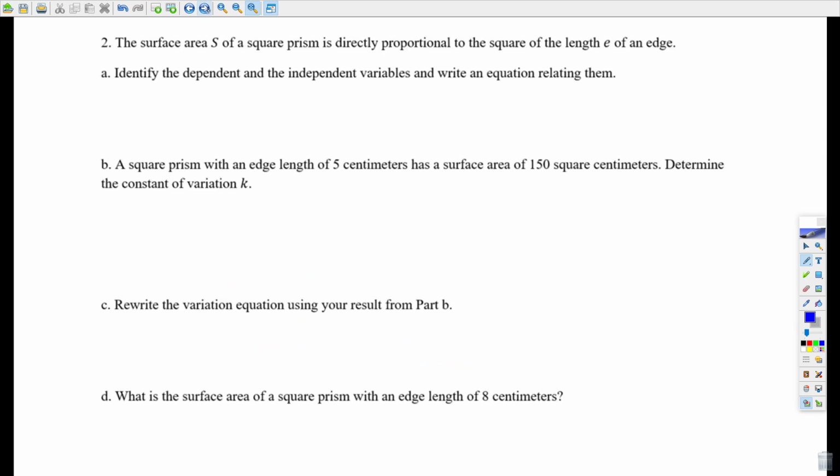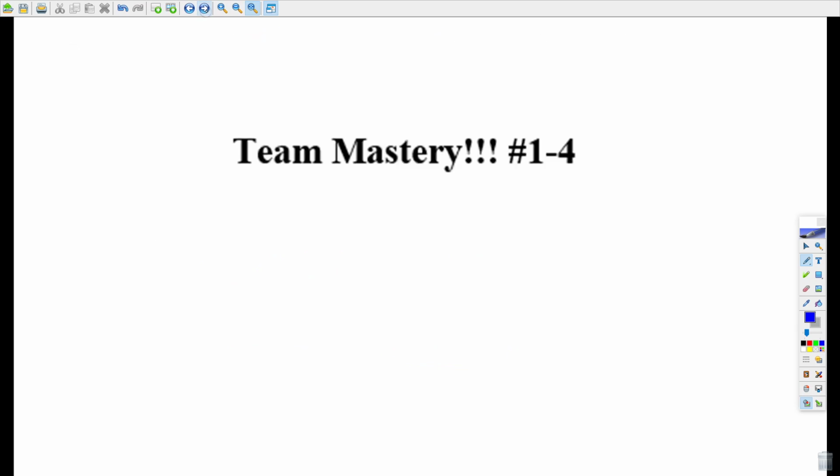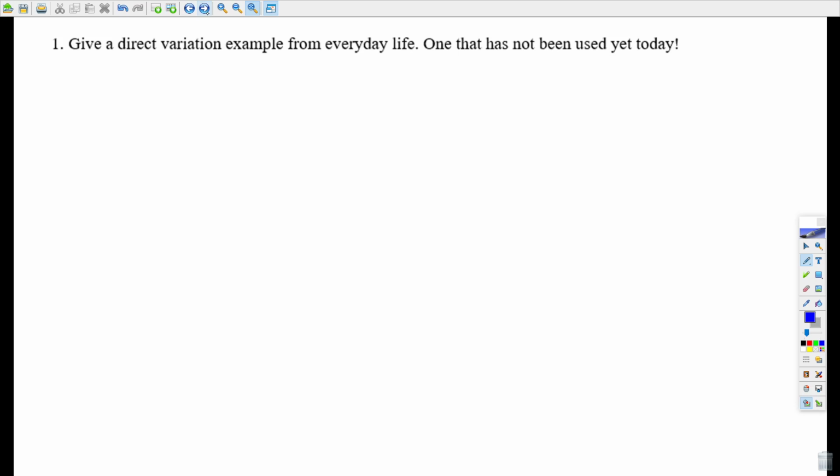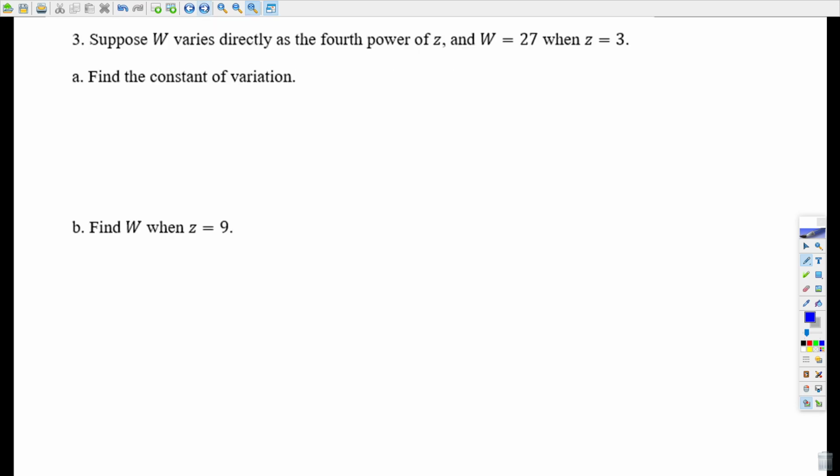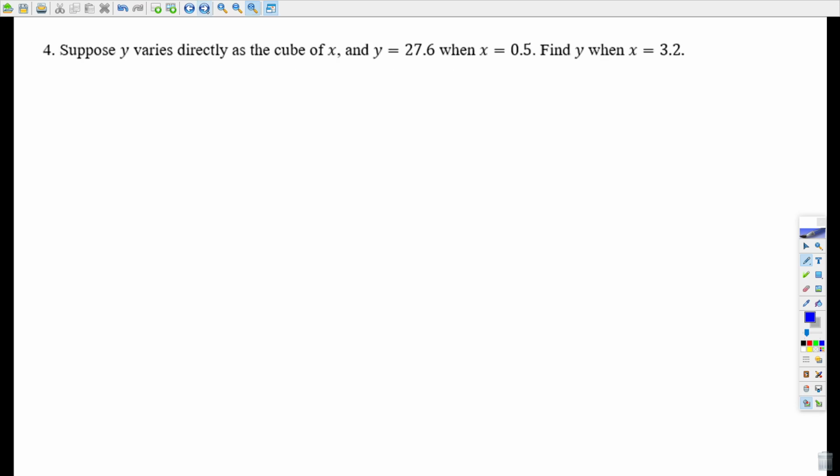So there is Team Huddle. You guys are going to finish. I think I'm only going to go through like one problem.